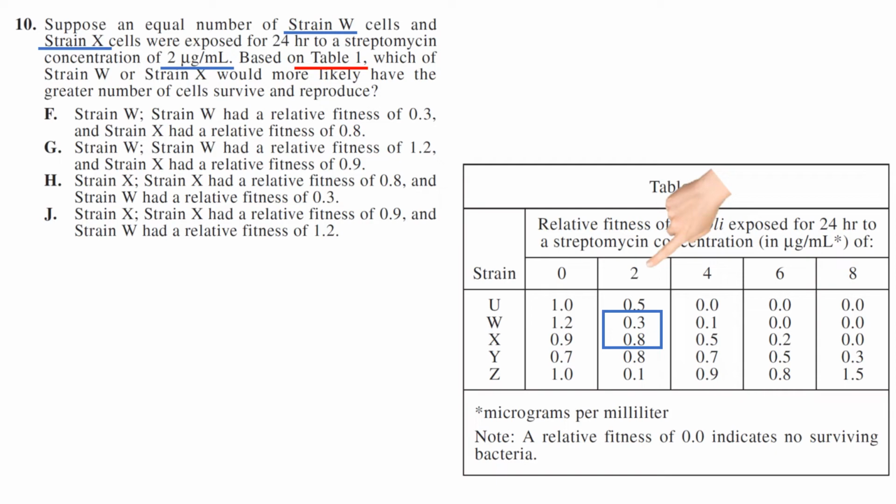If you didn't see that though, this is one of those questions you can use process of elimination. If you look at choice G and J, they both say that W had a fitness of 1.2 and it did not. It had a fitness of 0.3. So G and J are both out. Then if nothing else, you get a 50-50 shot just based on what's not true in the table. You have to rationalize then that the higher number has a better relative fitness, so strain X will be more likely to survive. So your answer is H.